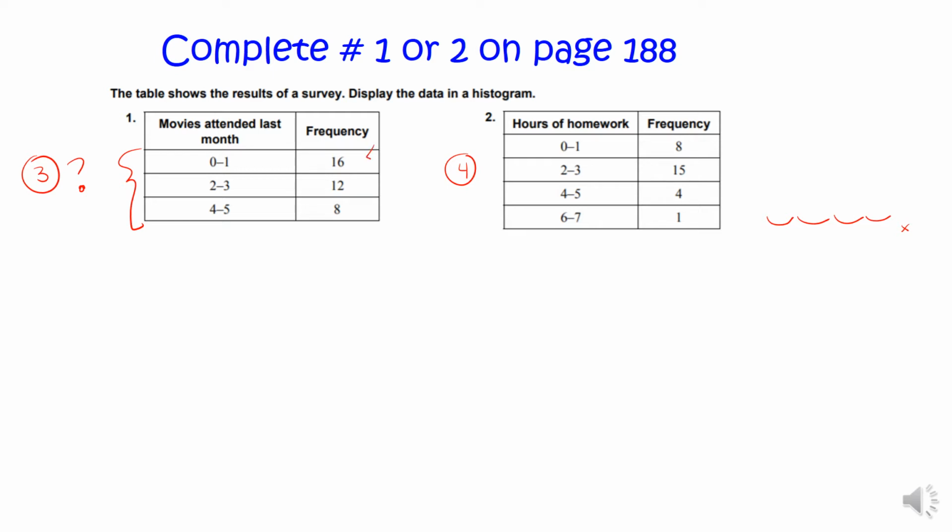Then you want to look at your maximum so you know how high you need to make it. You want to have a title, and it's telling you kind of right here what you're talking about. And then you're going to put number of hours of homework here. And then you're going to put the frequency, which is the number of people that did that. So go ahead and push pause and give one of these a try and see how you do.